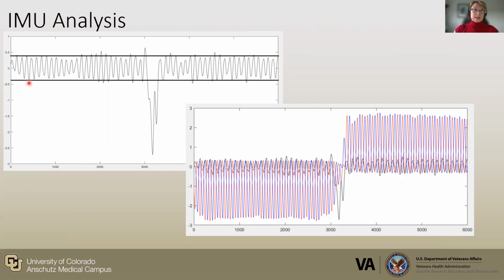So did the data pass this maximum, and did it pass it for at least half a second? And if so, then we identified that as a turn. So you can see this portion of the data here then would be quantified as a turn.